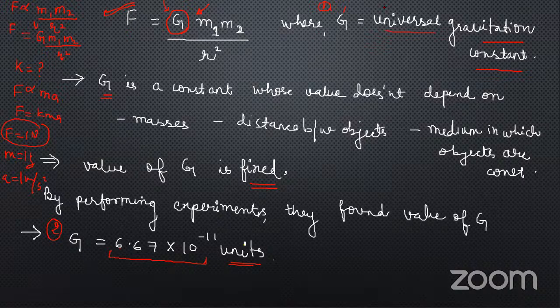Why is it known as universal? Because you go anywhere in the universe, the value of G is going to be constant. It is universal, it is fixed. That is why universal gravitation constant is the name. So please note it down.